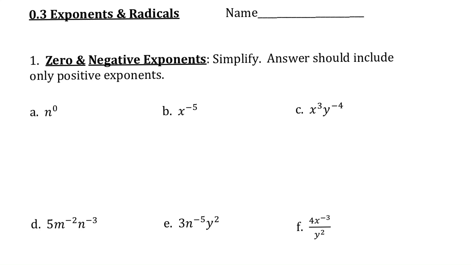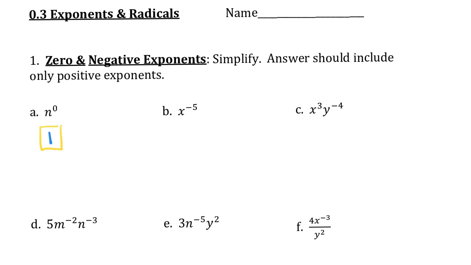Okay, 0.3, exponents and radicals. Let's start with zero and negative exponents. Anything to the 0 power is 1, except for 0 to the 0 power, which we shall not talk about.